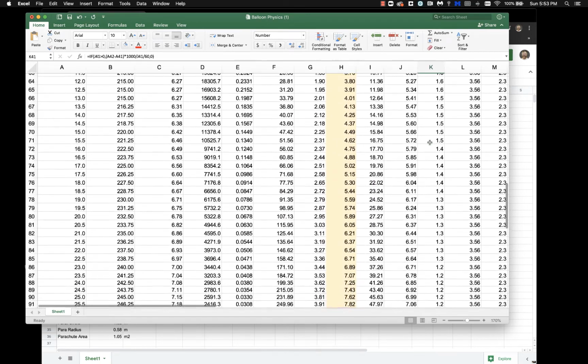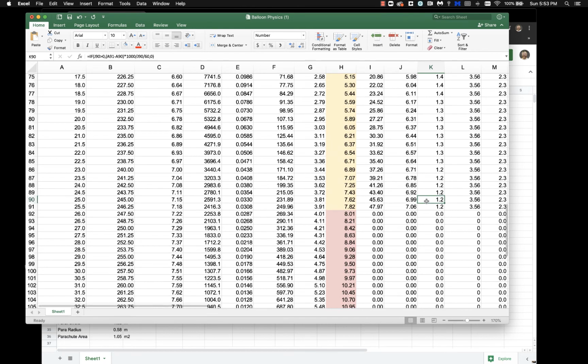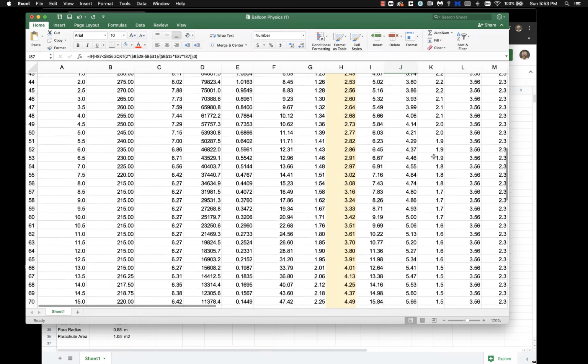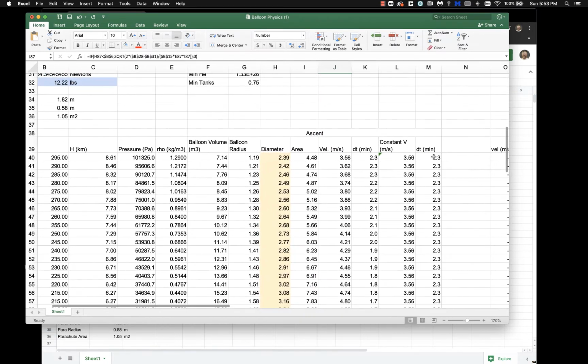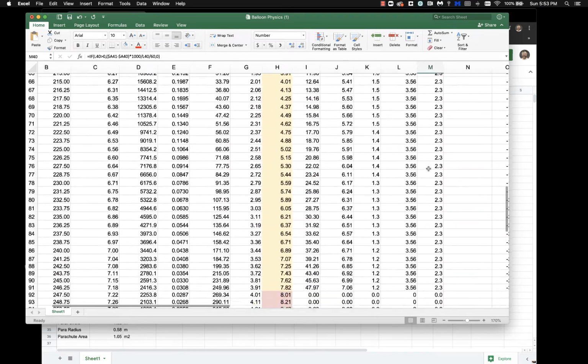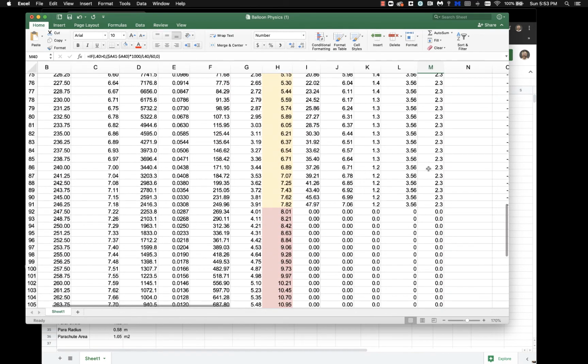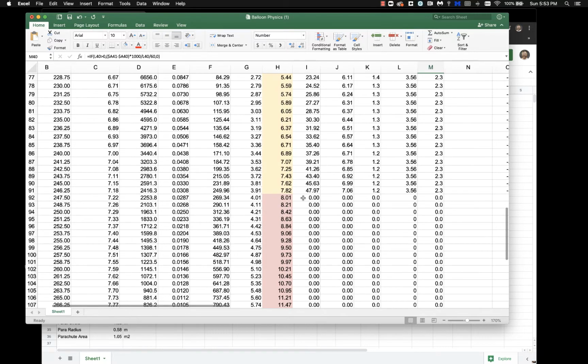And you can see as the balloon speeds up, the time actually goes down. So it takes about 1.2 minutes to go from about 25 to 25.5 kilometers. If we hold the velocity constant, then this 2.3 stays exactly the same throughout the entire flight because the velocity is constant. When the balloon bursts, it is no longer ascending.